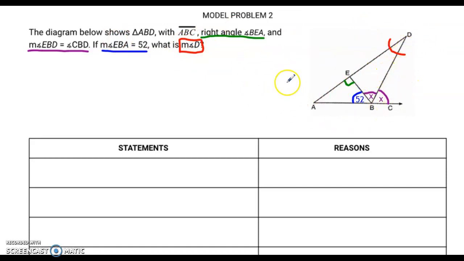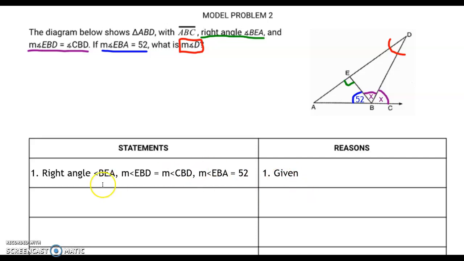Now, we don't have a whole lot of information about particular things in this diagram, but we do have some useful information. We know that this angle is 52 and this angle is 90, so we're going to be able to find this missing angle down here by a little thing I like to call the triangle sum theorem. But before I do anything, I have to write down all the things that were given to me. That's right, the first statement is going to be the givens.